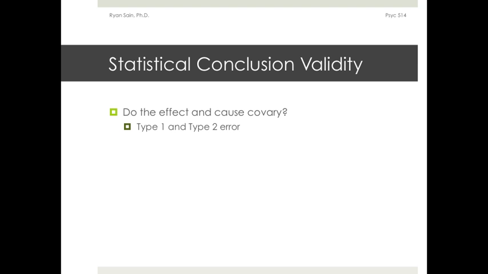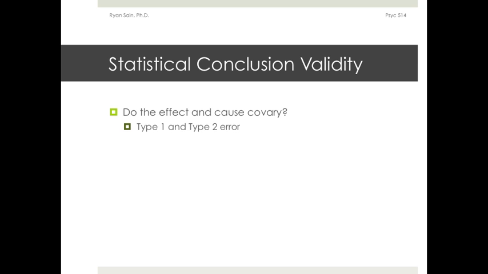We have two types of error that can happen here. Normally, I have an entire slide set on error, so you might need to do a little bit of additional research on what these errors are, but I'll go over them in brief here. Type 1 is known as a false positive. Type 2 is known as a false negative. So when you're thinking about statistical conclusion validity, this is where type 1 and type 2 error can really start to come into play.